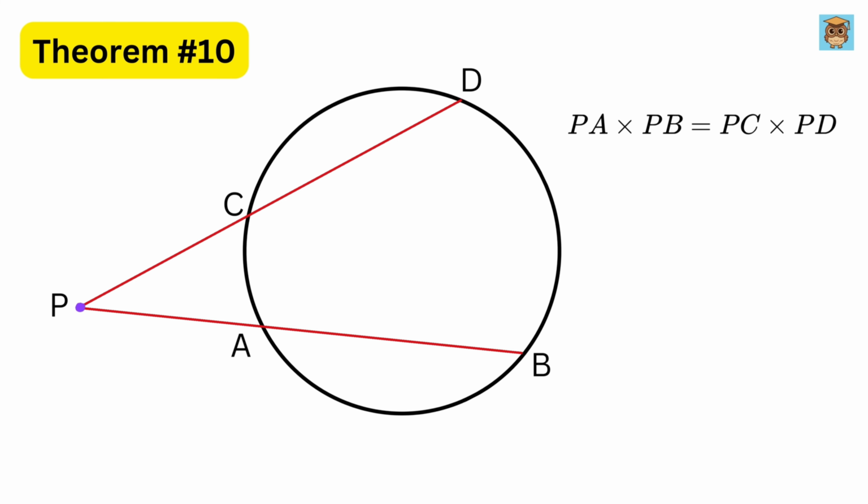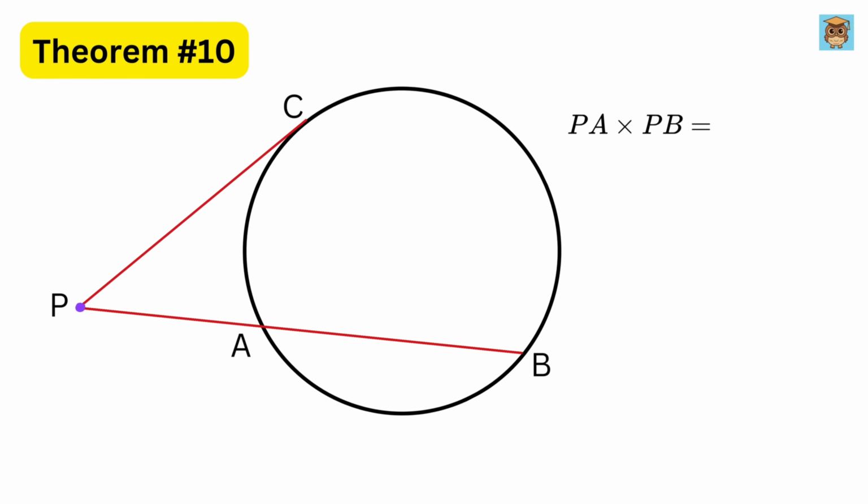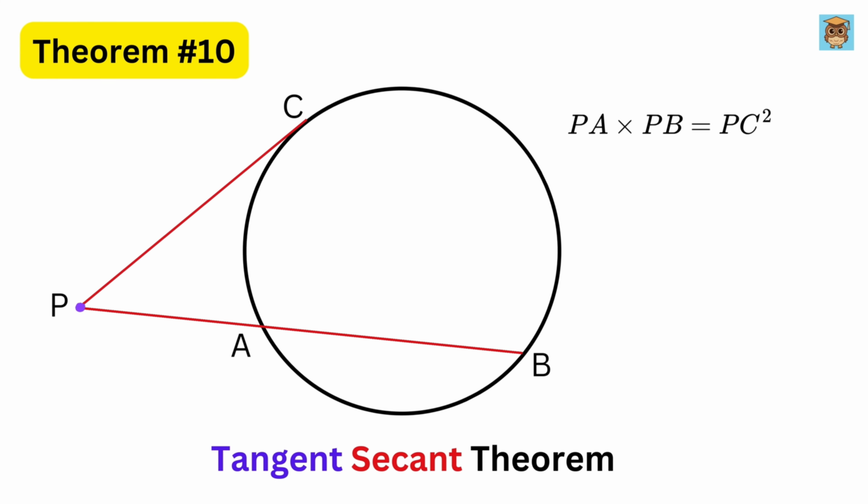PD. Awesome! We can extend this theorem and say that if this line is a tangent, say this line touches the circle at a single point C, then we have PA times PB equals PC square. This theorem is called the tangent-secant theorem, which is very similar to the two segment theorem.